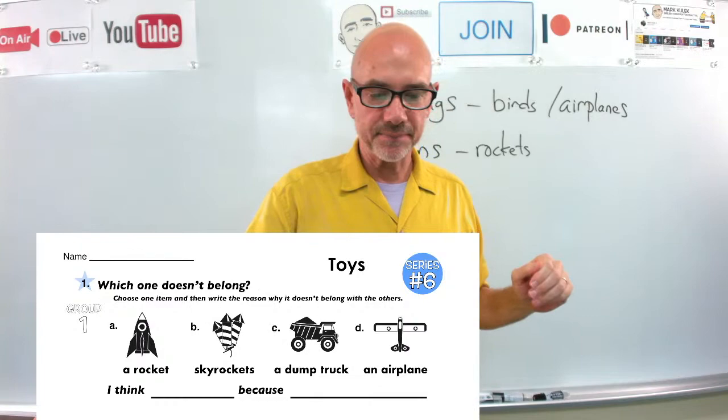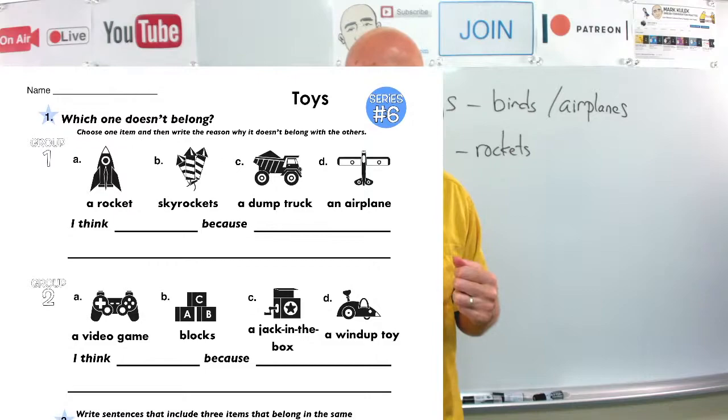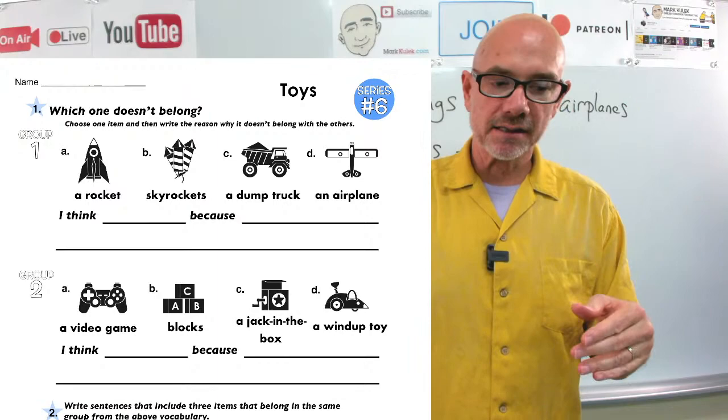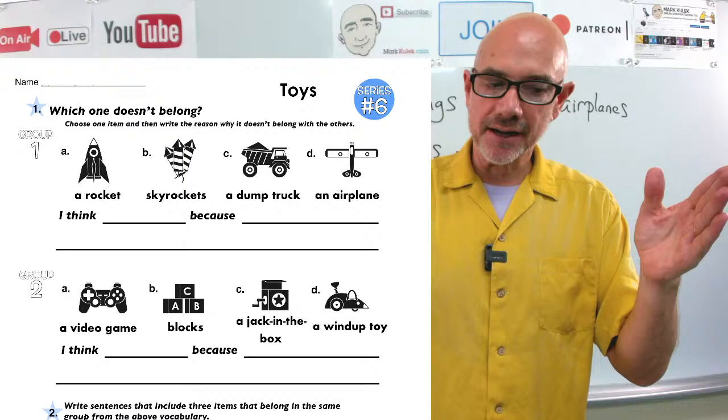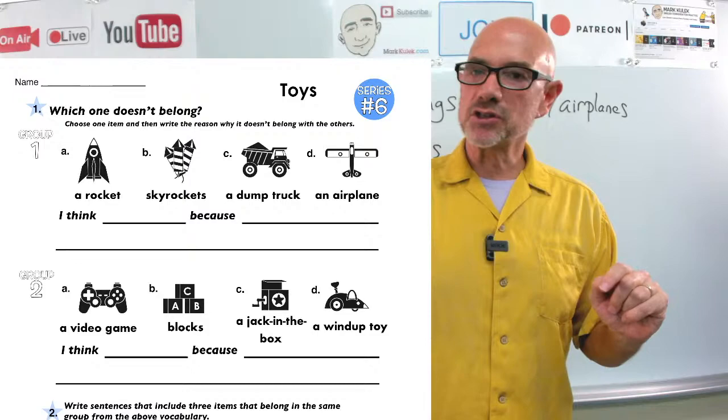Let's go to part two, or group two, okay? So here, group two, we have a video game, blocks, a jack-in-the-box, and a wind-up toy. Okay, one more time. A video game, blocks, a jack-in-the-box, and a wind-up toy. All right, so this is group two, which one doesn't belong and why?